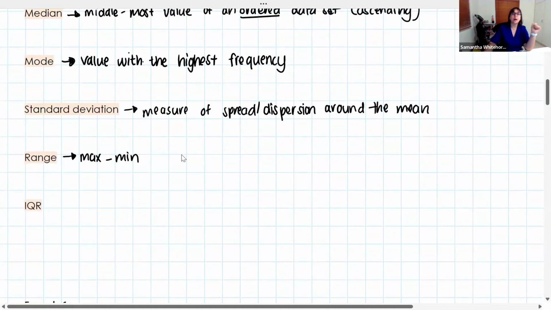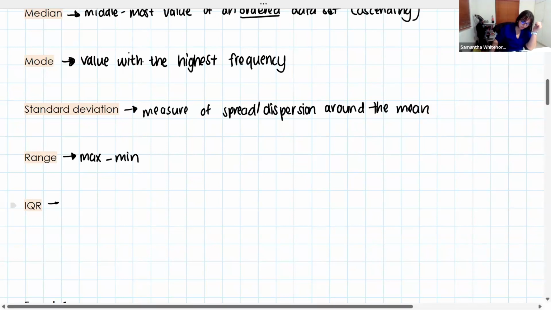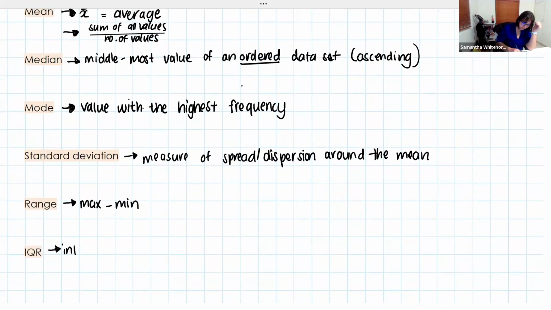Right, does anyone know what IQR stands for and how we calculate IQR? Nice. Okay, so we know it stands for interquartile range. How do we calculate it? Okay, so good. We take Q3 and we subtract Q1.